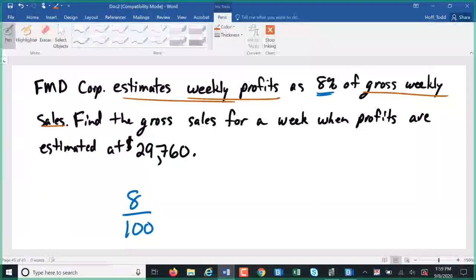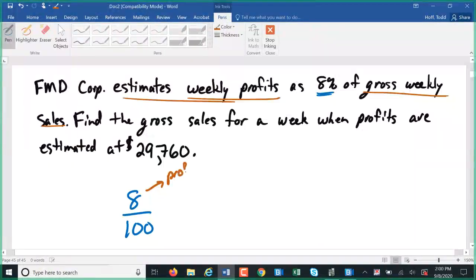So if you have the gross sales, that includes your cost of the item, labor, overhead like electricity and stuff like that, and the profit. So it makes sense that profit is a piece or a portion of the gross sales. The 8% is the profit. That represents the profit. The 100% is the base amount of the whole thing. That's the gross sales.